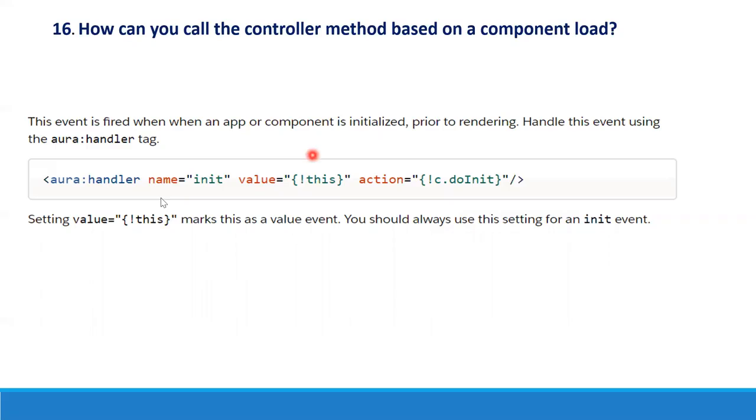We have to use name equal to init and value equal to this. The syntax is the same. The action you can give any name. If you want to use an aura:handler like the valueInit system event, these two, name and value, will be the same. The action you can give any name in the function name.